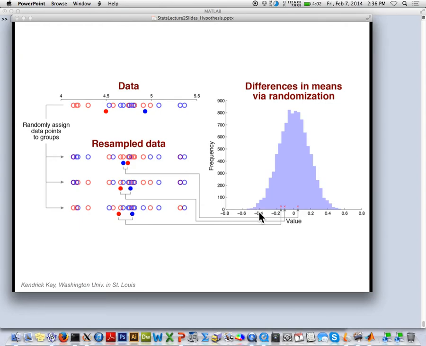Actually, I think I have an animation that shows that. Oh, there you go. Yeah, negative 0.4 or something. So that actual observed difference is out here. So it's pretty far in the tails.